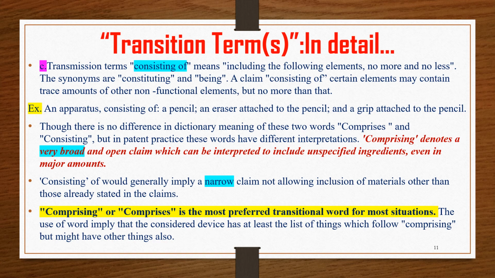So comprising or comprises is the most preferred transitional word for most situations. Just remember this. The use of the word implies that the considered device has at least the list of things which follow comprising, but might have other things also.